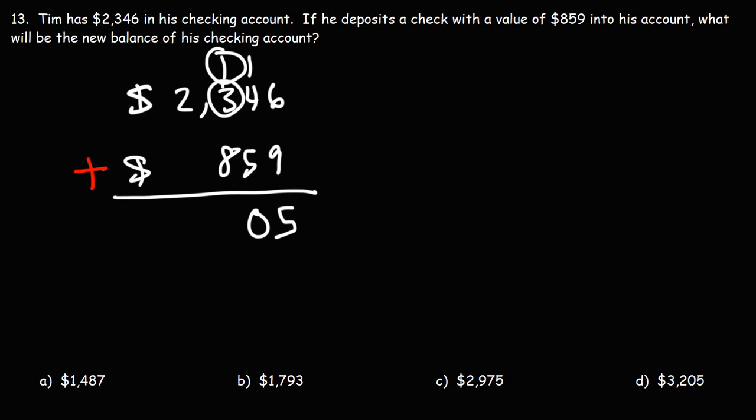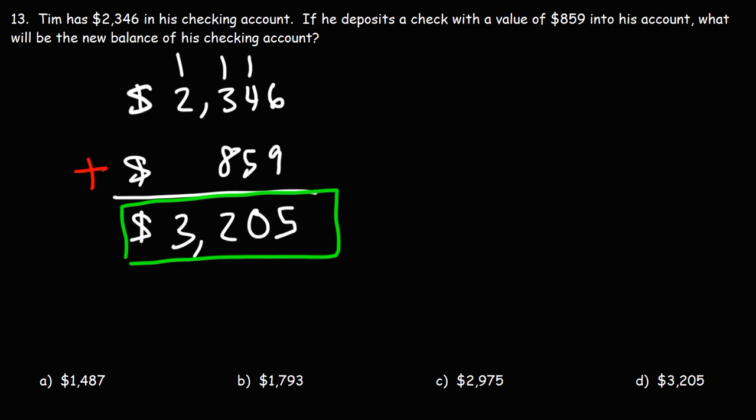1 plus 3 is 4, 4 plus 8 is 12. We'll write the last digit 2, carry over the 1. 1 plus 2 is 3. So the new balance of the account will be $3,205. So answer choice D is the correct answer.